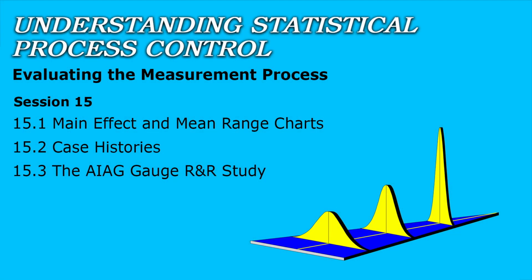Welcome to session 15 of Dr. Donald J. Wheeler's Understanding SPC seminar. This session continues the discussion of basic EMP studies by addressing how to create and use main effect charts and mean range charts. Next, several case histories will be reviewed to illustrate how EMP studies have been used in practice. Finally, Dr. Wheeler will skip to Chapter 16 to discuss the problems associated with the use of the Auto Industry Action Group Gauge R&R study. This session will use Evaluating the Measurement Process, where we begin on page 73.